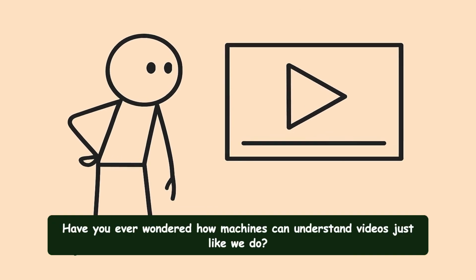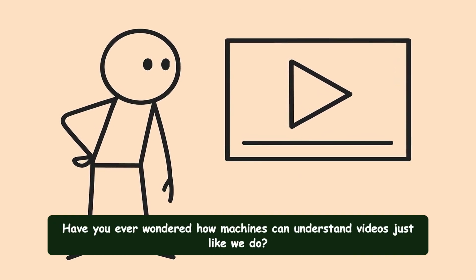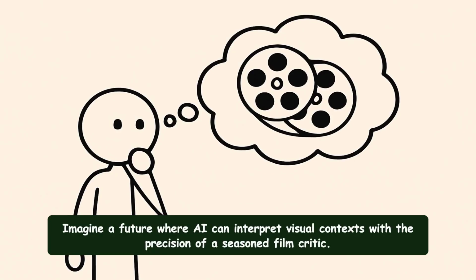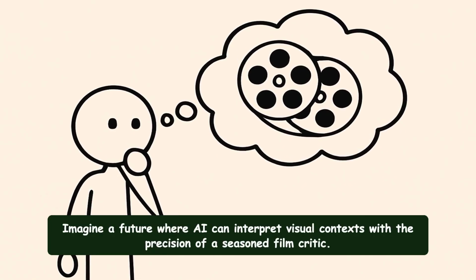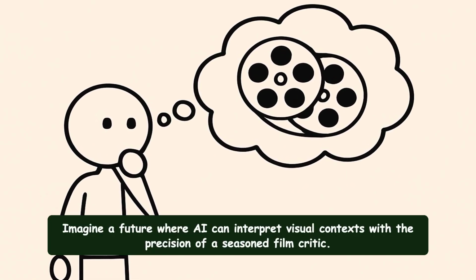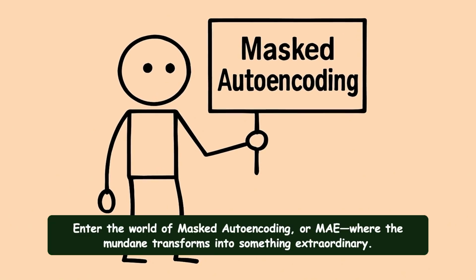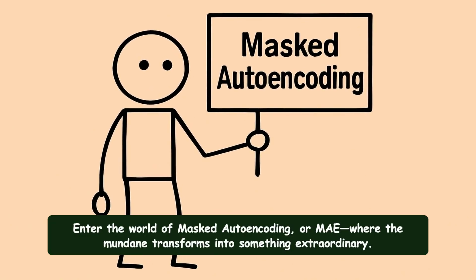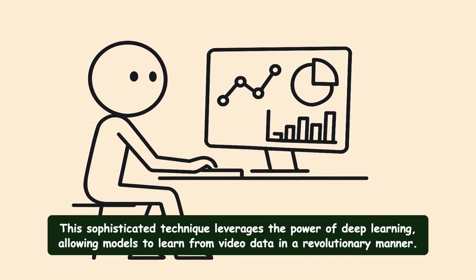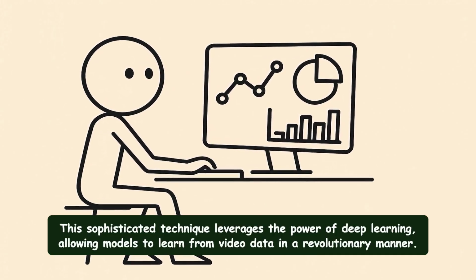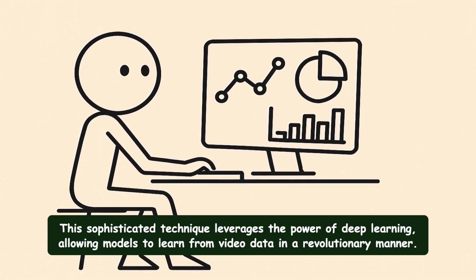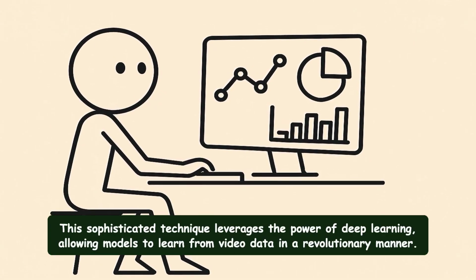Have you ever wondered how machines can understand videos just like we do? Imagine a future where AI can interpret visual contexts with the precision of a seasoned film critic. Enter the world of masked autoencoding, or MAE, where the mundane transforms into something extraordinary. This sophisticated technique leverages the power of deep learning, allowing models to learn from video data in a revolutionary manner.